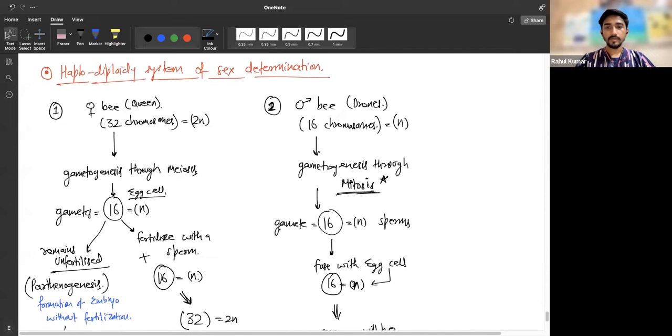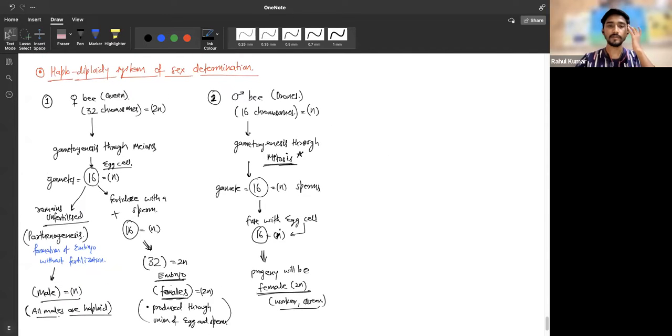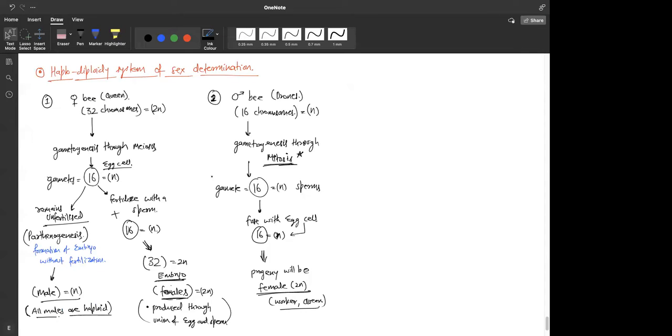Let me just zoom it out a little. Can you see it in one page now? I've zoomed it out a little. If it is not visible, I will zoom in. Okay, is it visible, right? Yes, sir, it's visible.